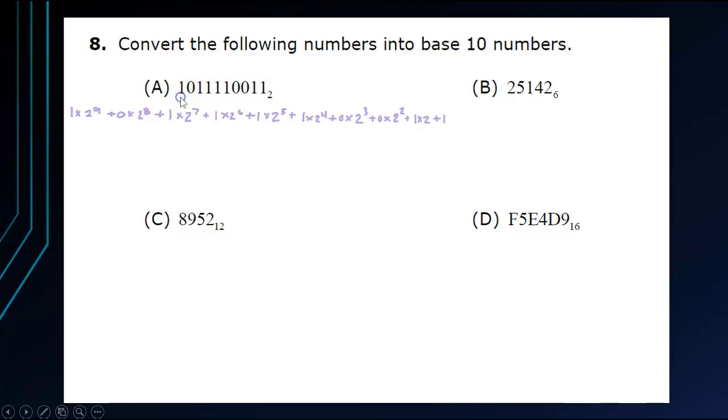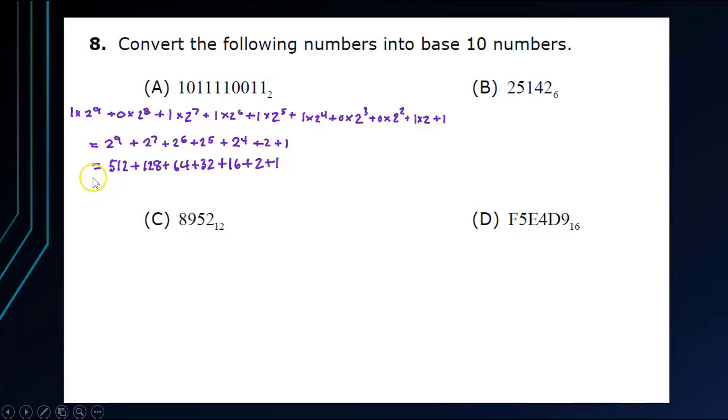And so I have 1 2 to the 9th, no 2 to the 8th, 1 2 to the 7th, 1 2 to the 6th, 1 2 to the 5th, 1 2 to the 4th, no 2 to the 3rd, no 2 squared, a 2 and a 1. And so I would add these all together. I'm going to have 2 to the 9th plus 2 to the 7th plus 2 to the 6th, all the way down the line, getting rid of the zeros. That's what they come out to be, and that totals 755. So that's a pretty long number to write 755, but it is binary.